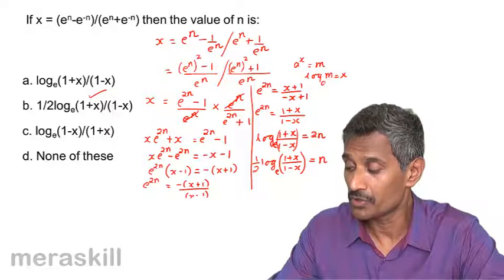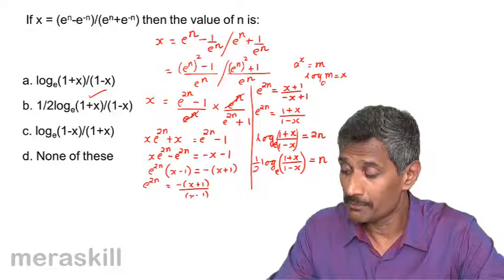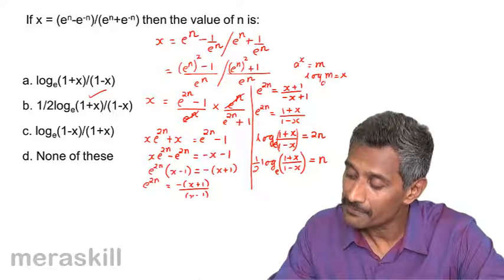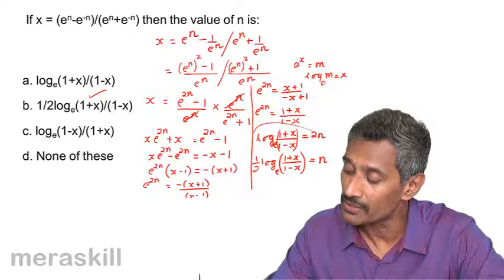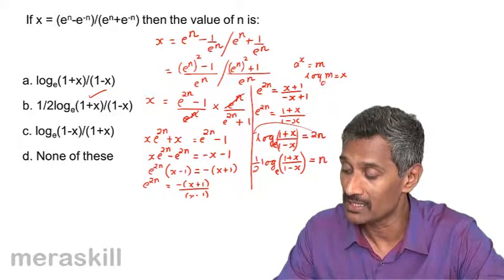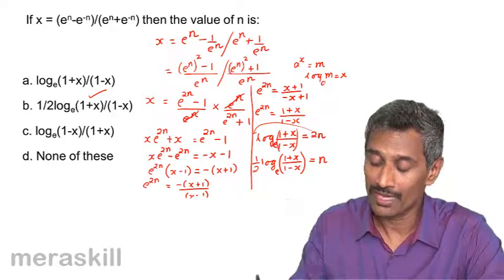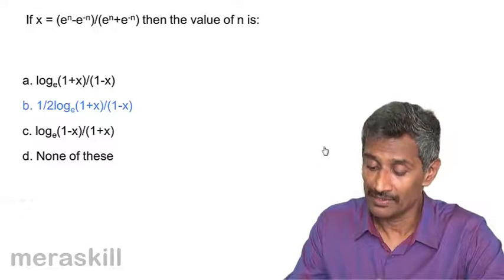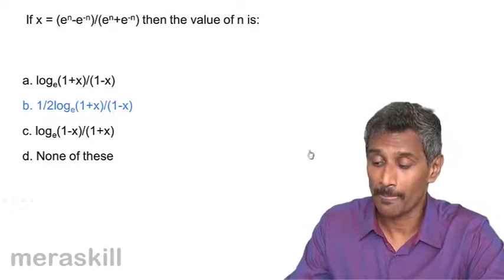This is a coefficient of 2. Remember, please be careful, don't write it as log of half. Half is going to be the coefficient here. Half log 1 plus x upon 1 minus x to the base e is n. So we have this as a particular option. And yes, that's what works here.